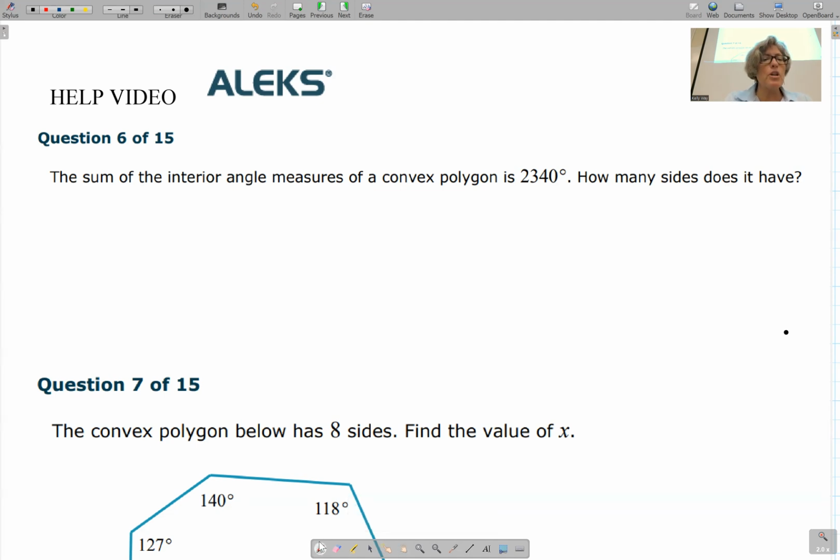This one in particular says the sum of the interior angles of a convex polygon is 2340. How many sides does it have? A couple clues here. When you see the phrase polygon, it means you don't know the n. You don't know what the number of sides are. That's why it asks how many sides. So your n is unknown.